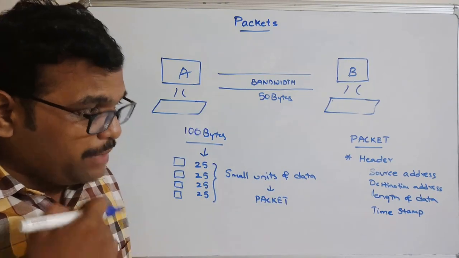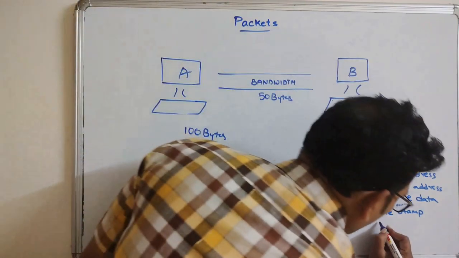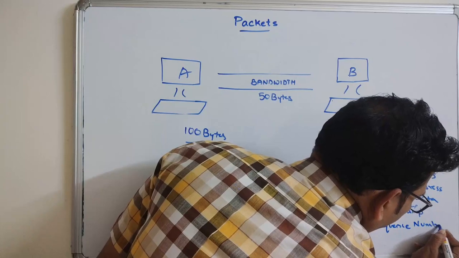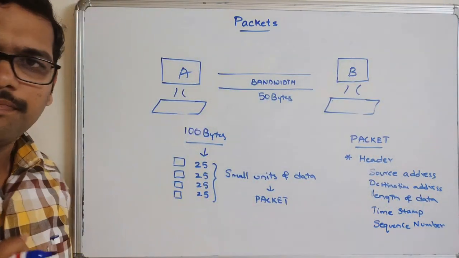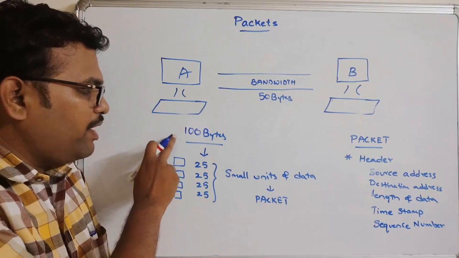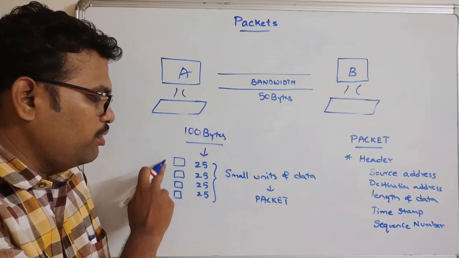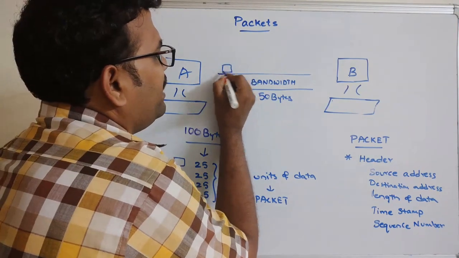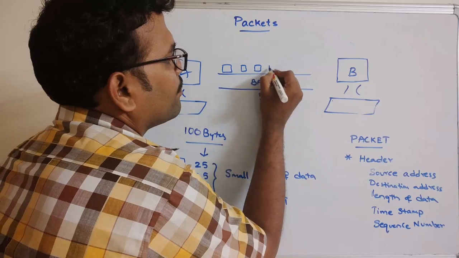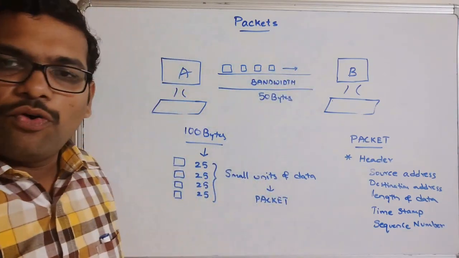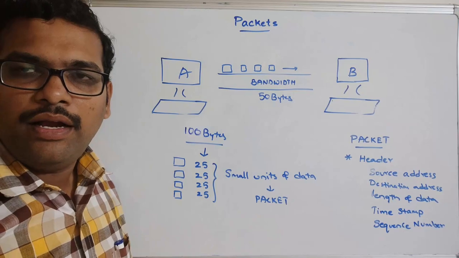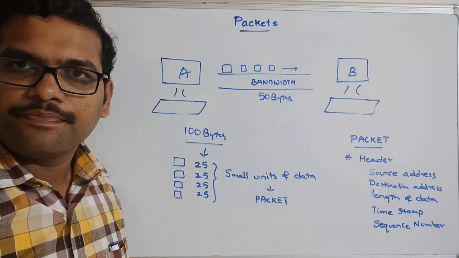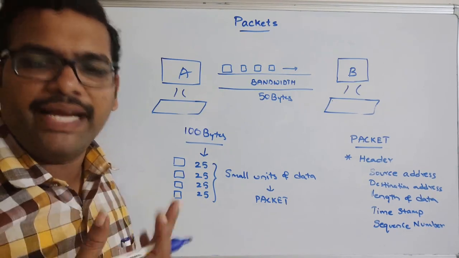And next very important thing is sequence number. Identity, or we can call it a sequence number. So what is the use of this sequence number? So here we have divided the complete data into four packets, right? So these four packets will be sent here. These four packets will be sent to here, right? So imagine these four packets as four different vehicles, okay? Four different cars or four different bikes.